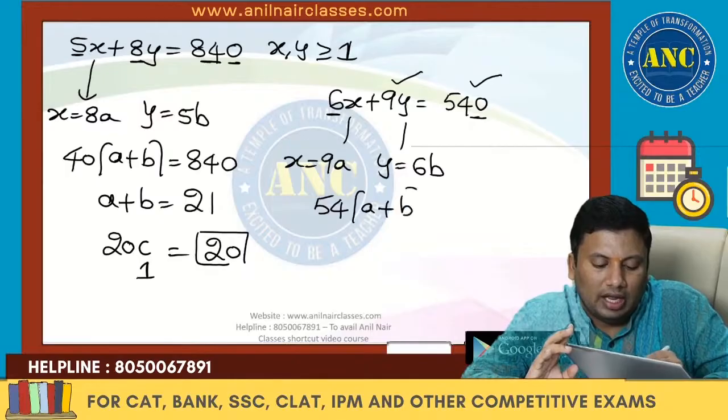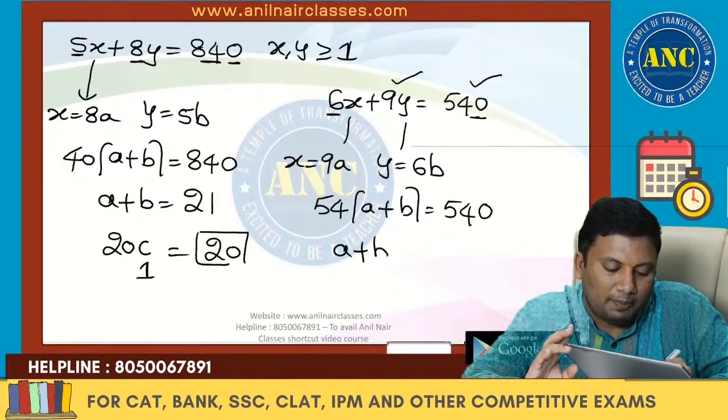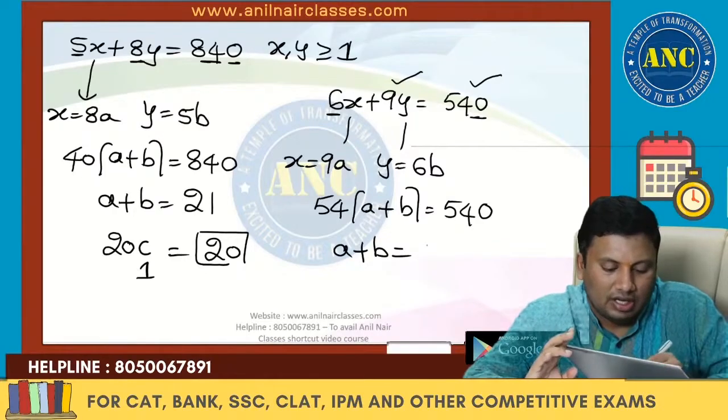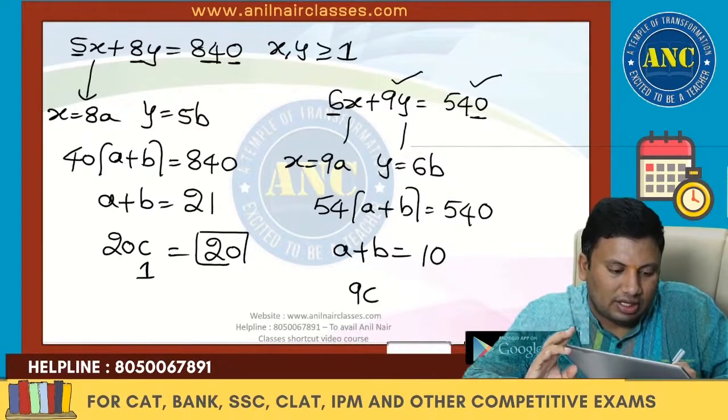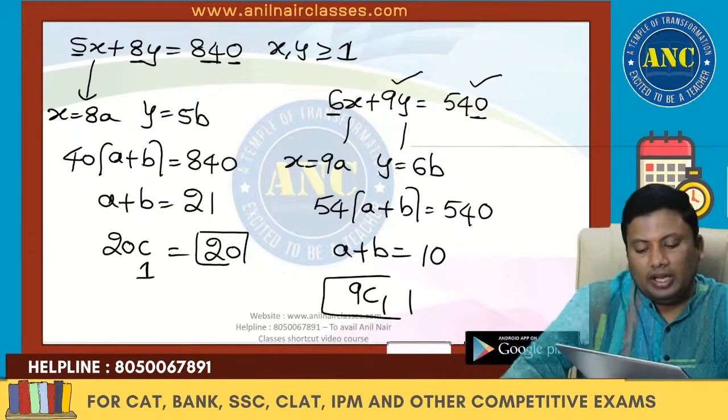54 into a plus b equals 540. This is nothing but a plus b is 10. So the answer is nothing but 9C1. Here I hope the idea is clear.